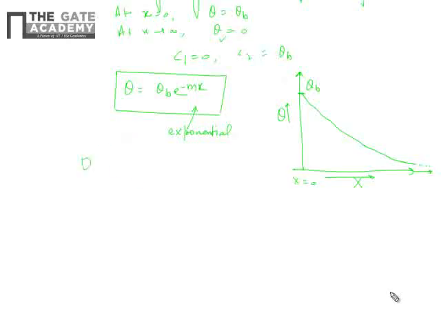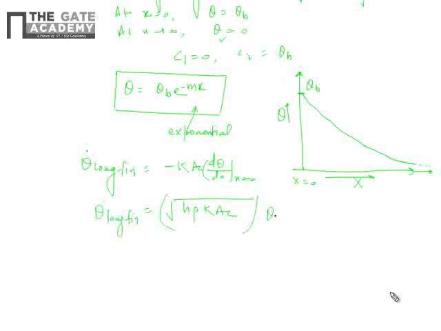And the rate of heat transfer through the fin can be given as minus kAc d theta upon dx at x equal to 0. If we do this, we will get Q dot long fin equals root of hP k Ac times theta b.